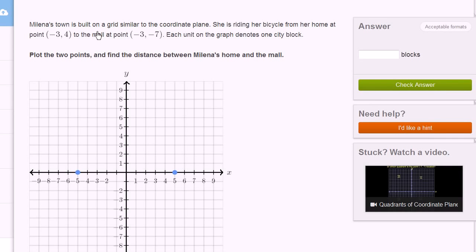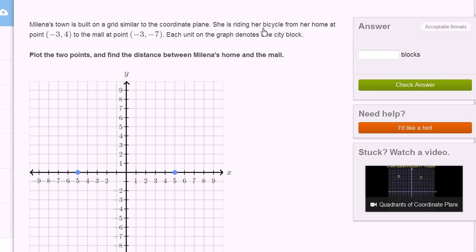Milena's town is built on a grid similar to the coordinate plane. She is riding her bicycle from her home at point -3, 4 to the mall at point -3, -7. Each unit on the graph denotes one city block. Plot the 2 points and find the distance between Milena's home and the mall.